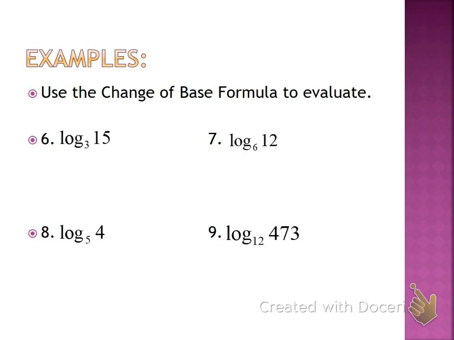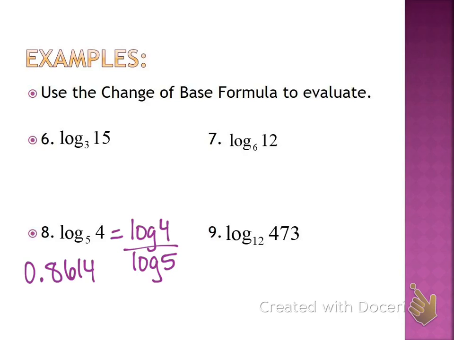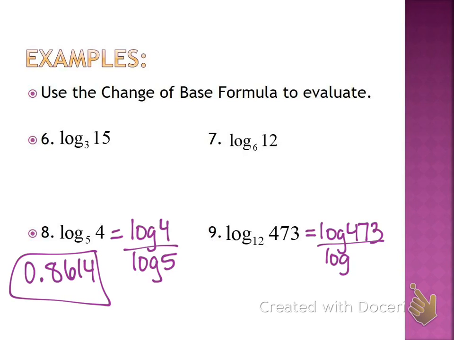Izzy? Log of 4 divided by the log of 5. Beautiful. And you get 0.8614. Do we all agree with that? Okay, good. And somebody new to help me out with number 9. Caden? Log 473 over log 12. I agree. And we got 2.4786. So, we're good on that one also.